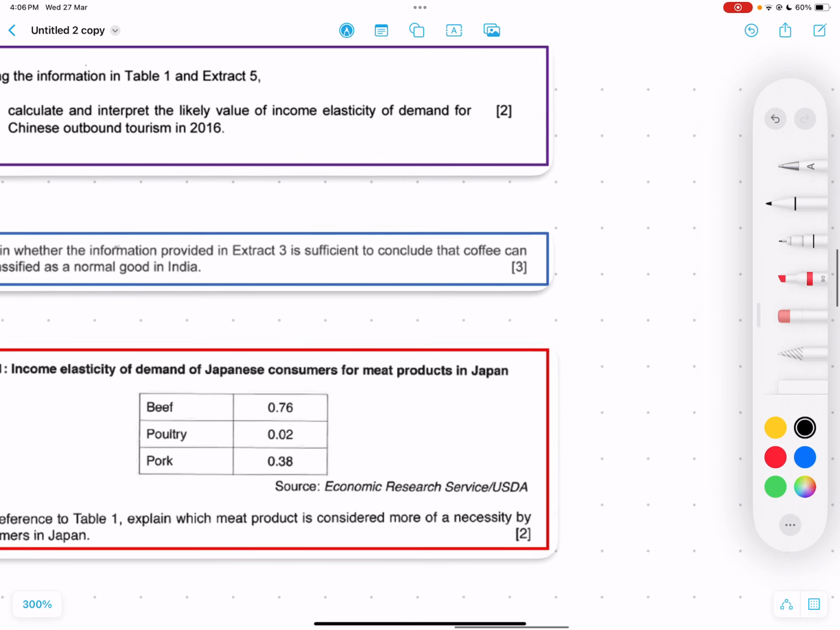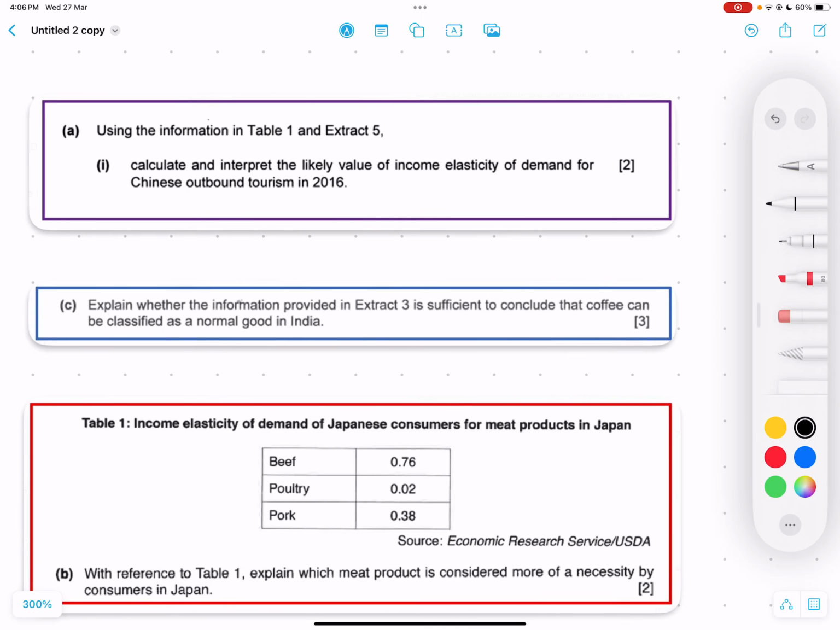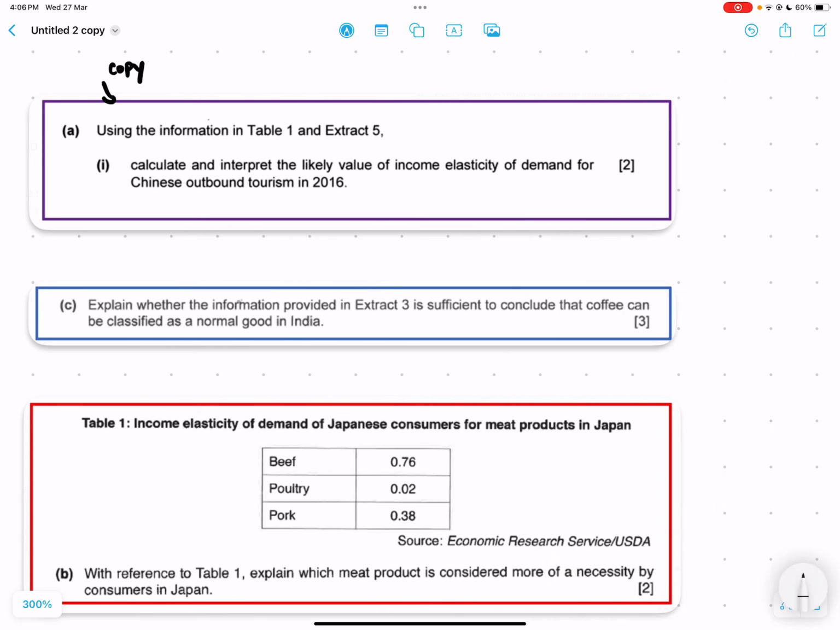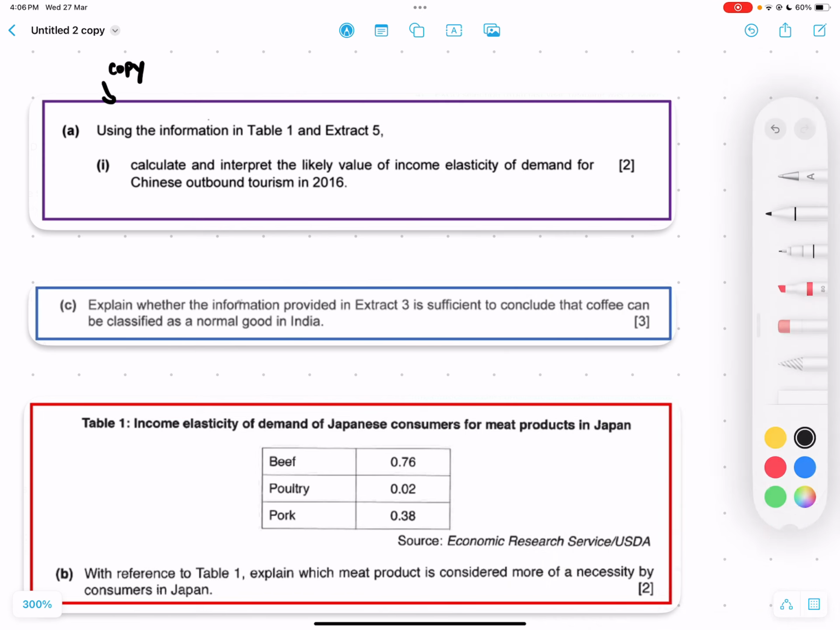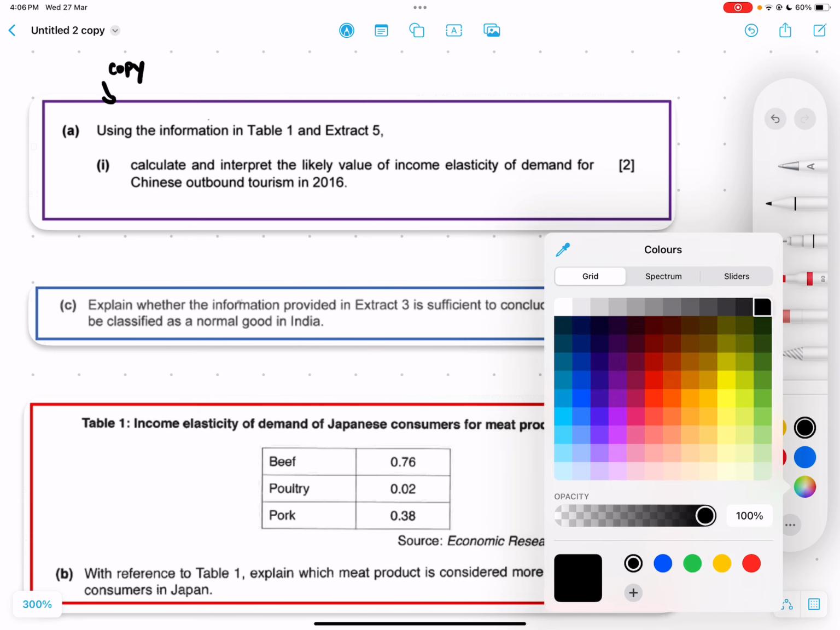If you want to copy, I suggest you copy that, but it's up to you. I can't really police that, but you can pause the video and copy the questions now, just to show you how you're going to be tested. Let's use purple for the first one. It's a bit laggy because I'm recording.